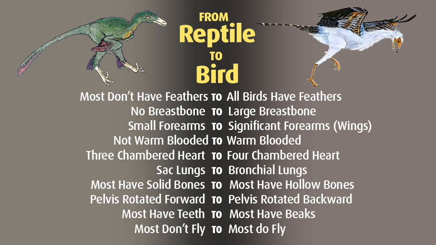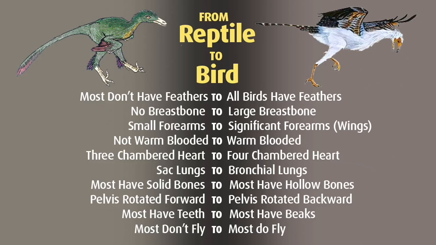Evolving from reptile to bird, most reptiles don't have feathers, but all birds do have feathers. Reptiles don't have a breastbone, but all birds do have a very large breastbone. Most reptiles have small forearms, while birds have very significant forearms, which are their wings. Those are very significant in a bird. Reptiles are not warm-blooded, while birds are definitely warm-blooded.